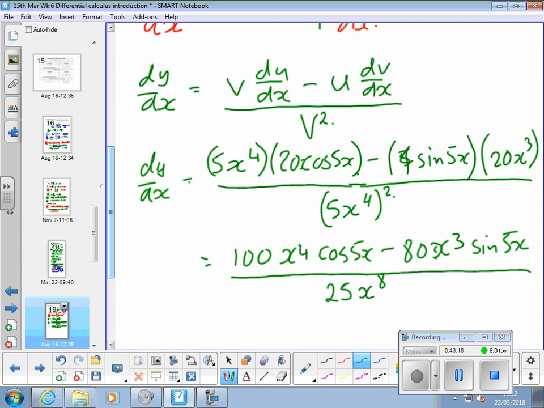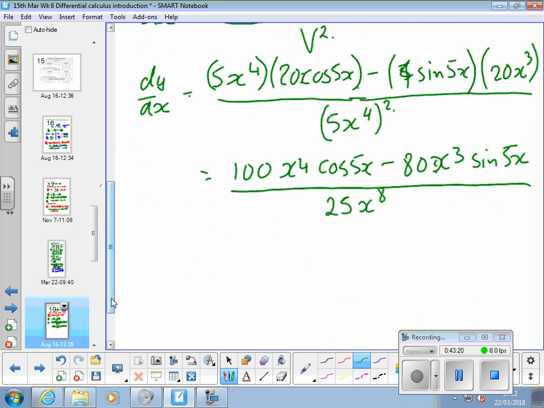Yeah, you can. Can you see what you can take outside some brackets on the top? More than that. You can take out 20x cubed. That'd be 5x.